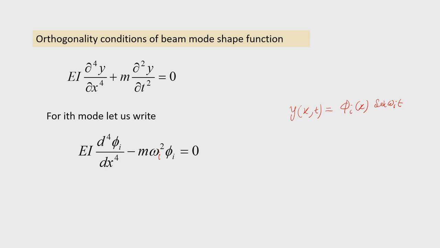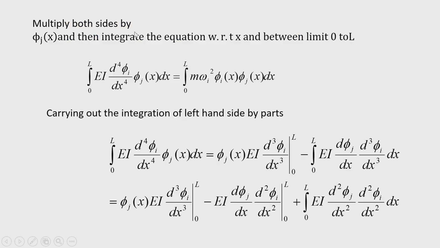So this is written after substituting here, and then we multiply both sides of the equation by another mode, phi j of x, and then integrate both sides of the equation with respect to x between the limits 0 to L. So what I get, I integrate this, and this is the left hand side, and the right hand side was m omega i square phi i x phi j x dx.